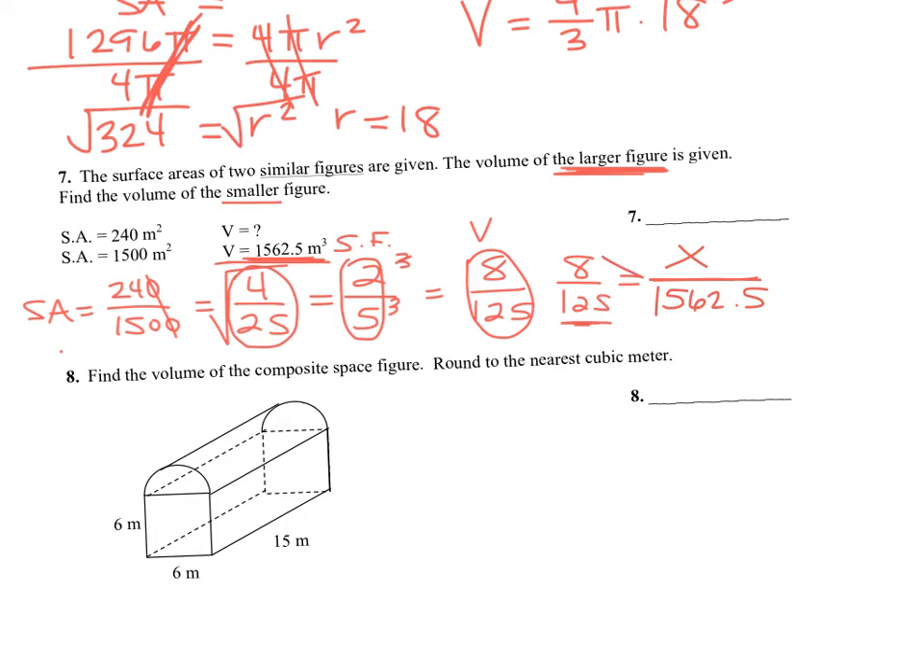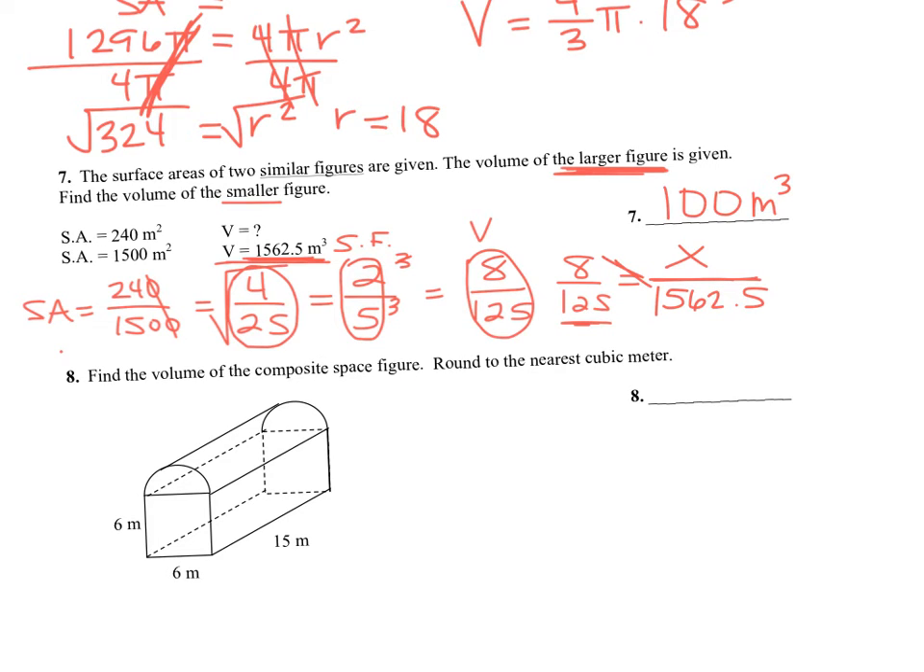Cross multiply. So 8 times 1,562.5 and then divide by 125. So you get 100. 100 what? Meters cubed, right? 100 cubic meters because we're talking volume. So that problem's tough because it has a lot of steps to it. And if you miss a step, you get strange answers.